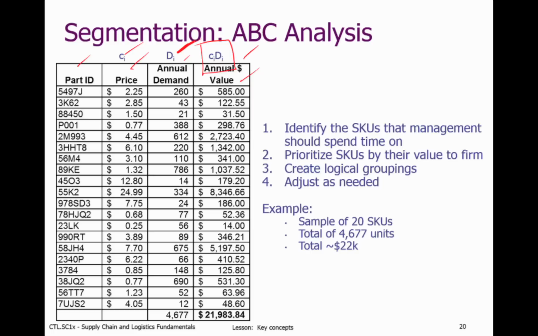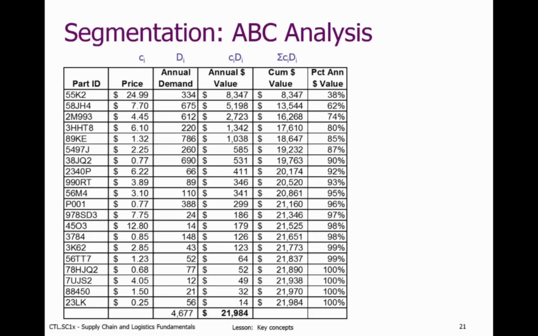But in any case, at the end of the day, I've got this annual value for each of my items. So what I've done is I've found it for each item, and now I'm going to sort this and categorize it. So you see, 20 SKUs, a little over 4,000 units, in total of $22,000 in price. So I just blow this out, right?